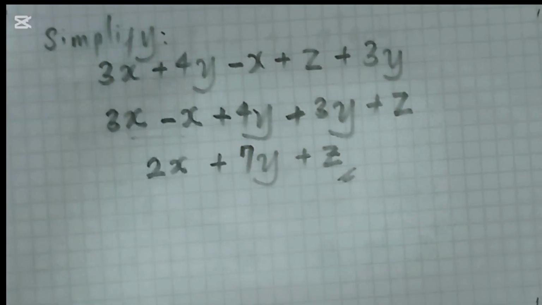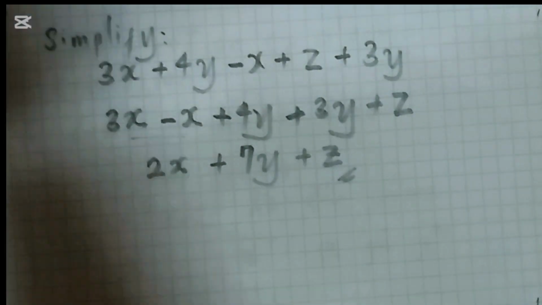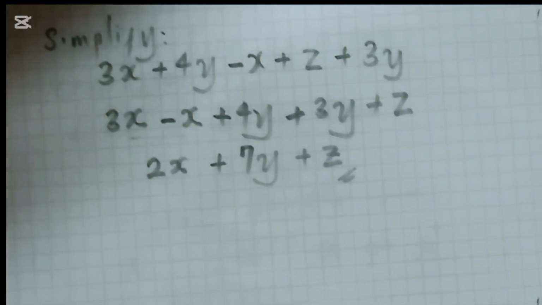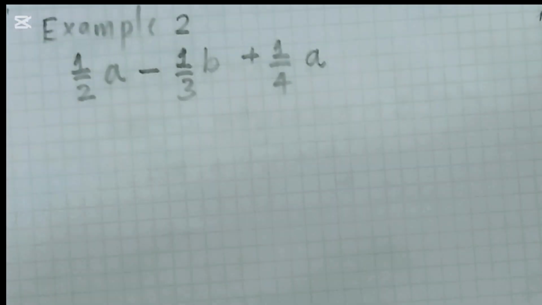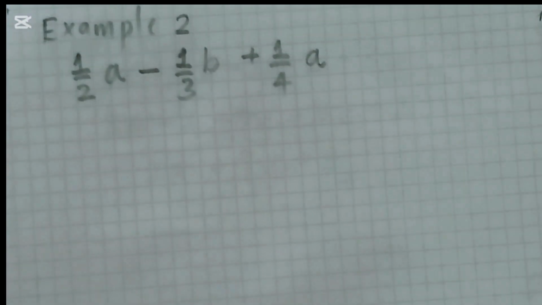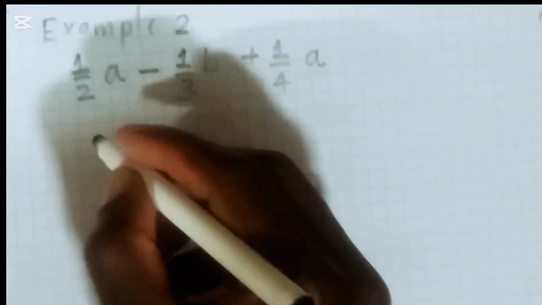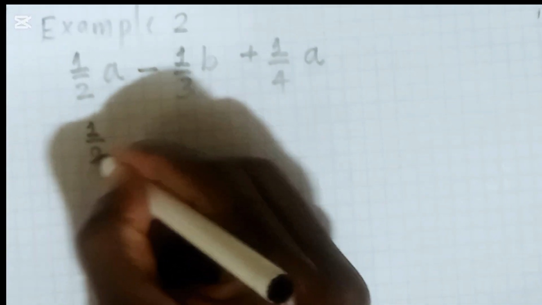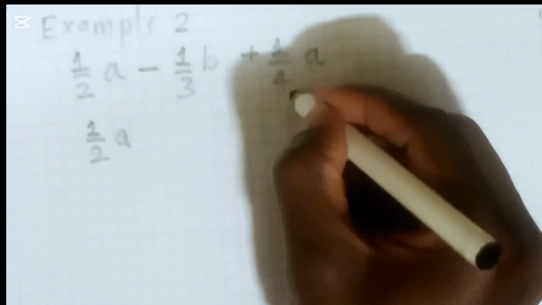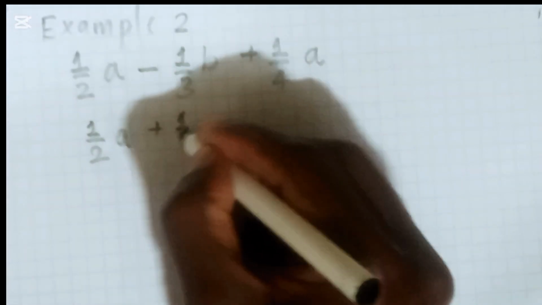Let's see if you can handle an even more complicated example in example 2. Awesome. For example 2, we have a half a minus a third b plus a quarter a. The same thing: we bring the like terms together, and add and subtract where we have to. So a is the same like term as a quarter a, so we pair them together, minus a third b.